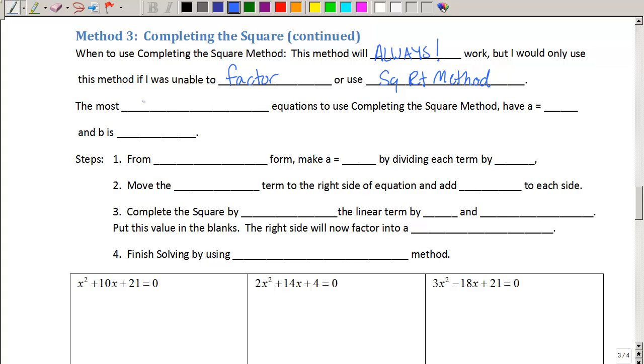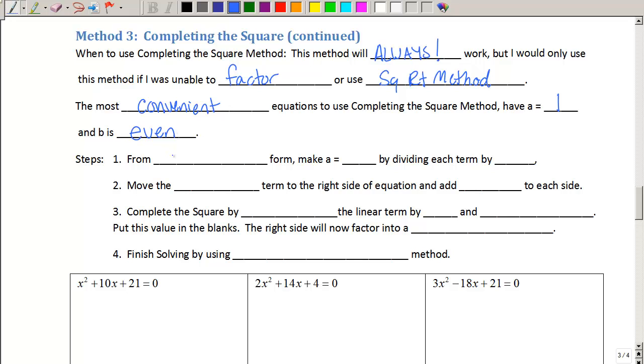Although completing the square will always work, the most convenient time to use it is when our equations have a equal to 1 and b is even. When a is 1 and b is even, your numbers come out very nice on your completing the square method, although this method will always work.